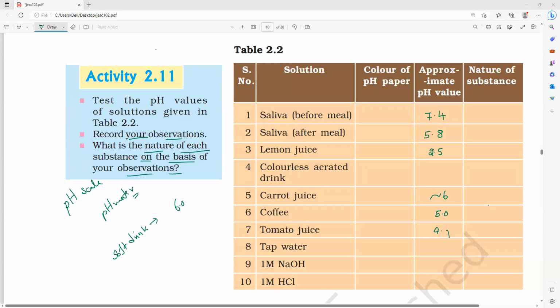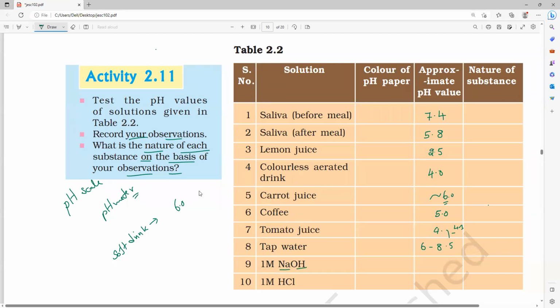Colorless aerated drinks have a pH value of approximately 4. Carrot juice pH value is approximately 6, coffee 5, tomato juice 4.1 to 4.3. Next, tap water will be maybe acidic or maybe basic, so it varies from 6 to 8.5. And then 1 mole of NaOH.